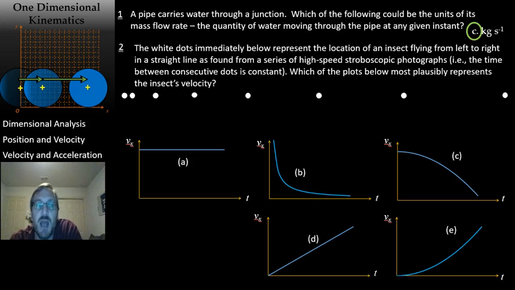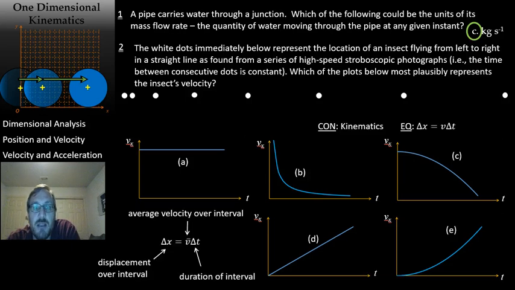And the question is how do you relate these dots to these graphs? So you've got these graphs here, and each one of them is a proposed graph for the velocity. So now you look at those and you say, okay, which one is it? How would you do that systematically? Well, first you think about what concept it is. It's kinematics. You know that the change in x is equal to the velocity times the change in time.